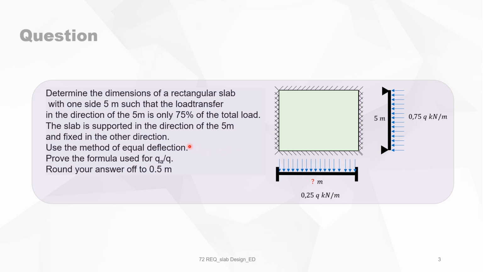Use the method of equal deflection and prove the formula you used for QA over Q and round your answer up to the nearest half a meter.